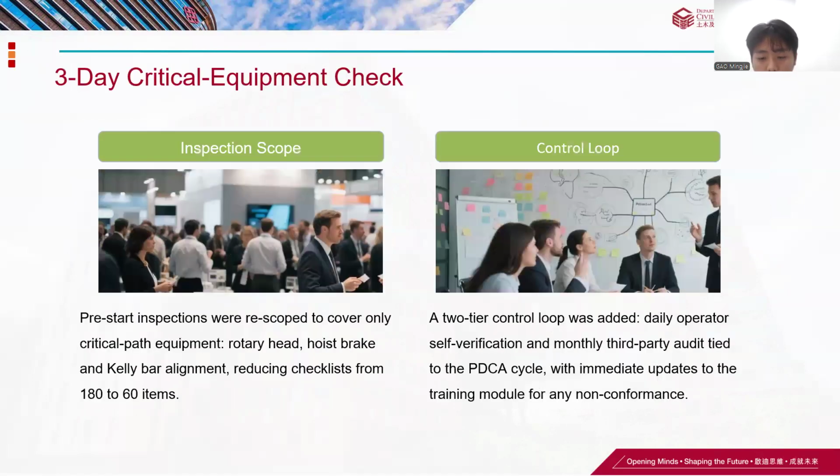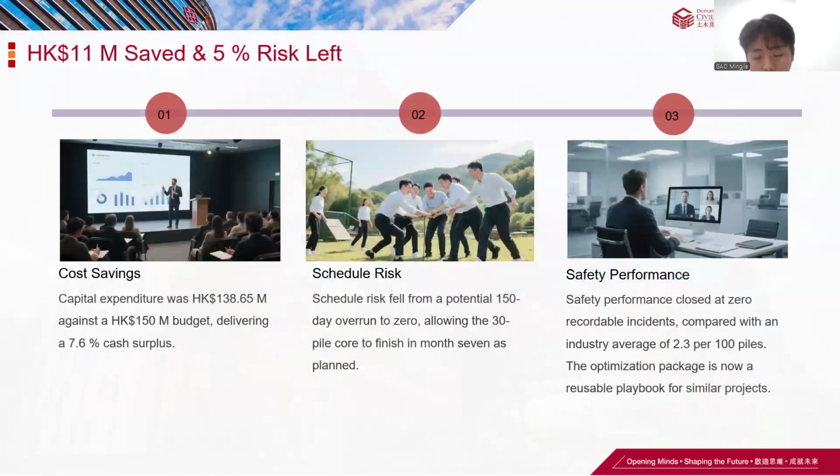For equipment inspection, we streamlined the checklist from 180 to 60 items and set up a two-tier control loop: daily operator self-checks and monthly third-party audits tied to the PDCA cycle. Finally, the results.